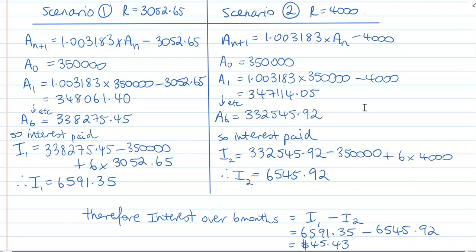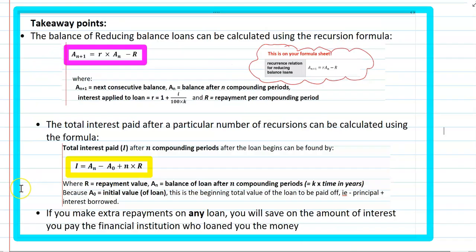So just finishing off this question, it looks like Jono would be very wise in making these extra repayments towards his loan, because over that 30-year period, like I said, he would end up saving a lot of money. Okay, the takeaway points from this is just making sure that you're familiar with using the reducing balance loan recursion formula. Although not very practical for large periods of time, we are required to be able to use it.